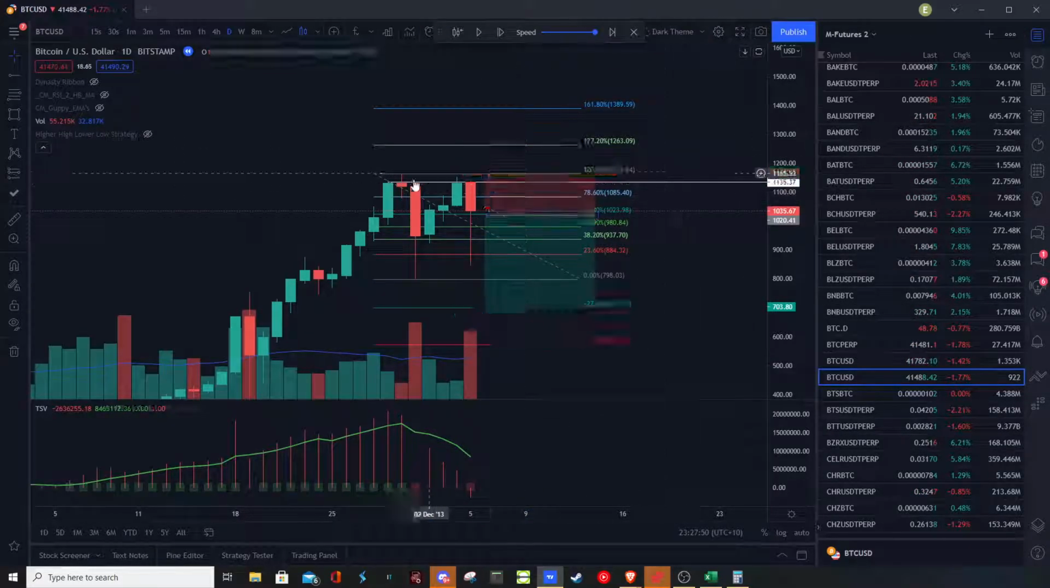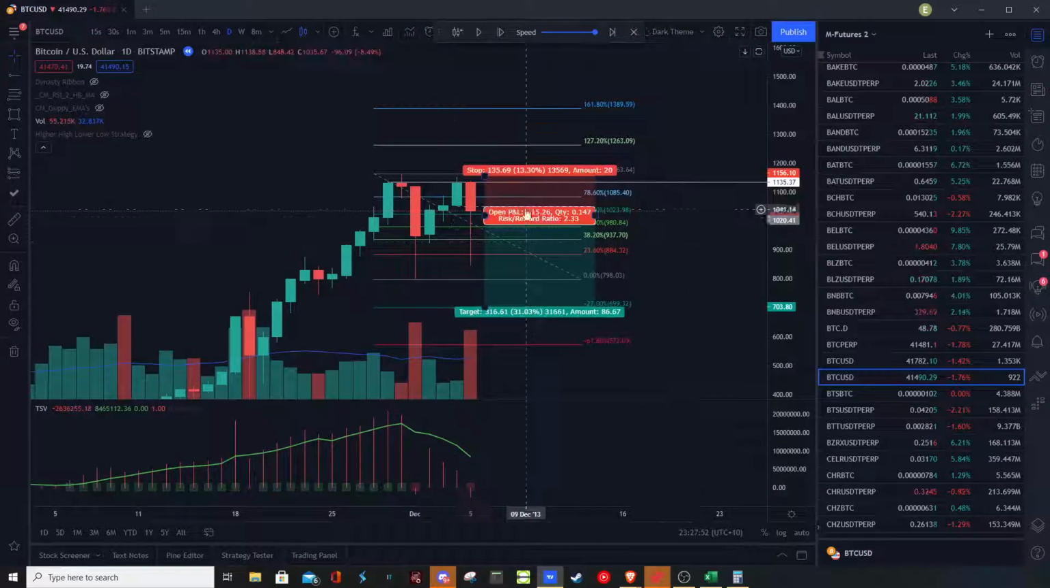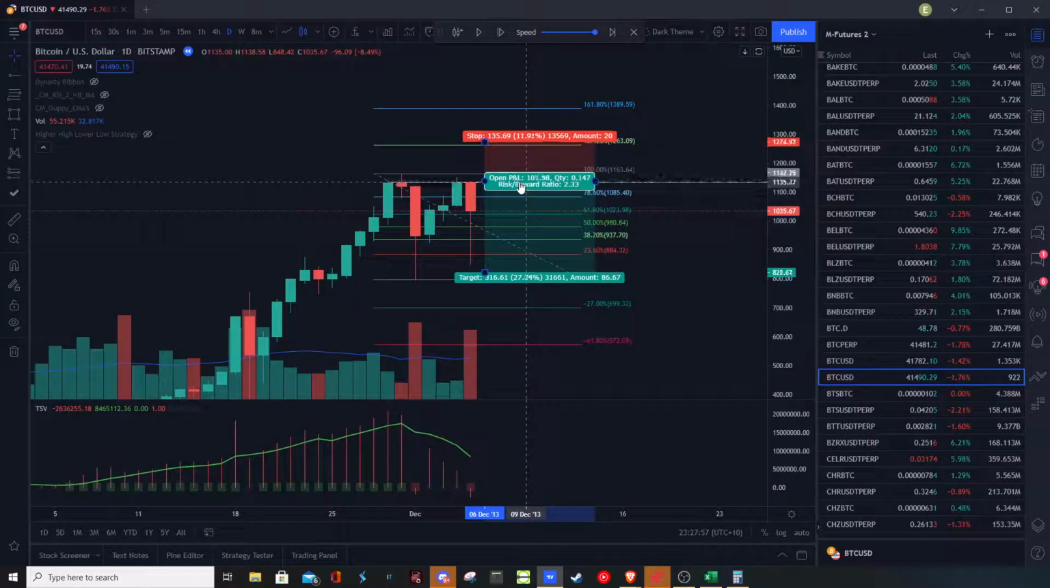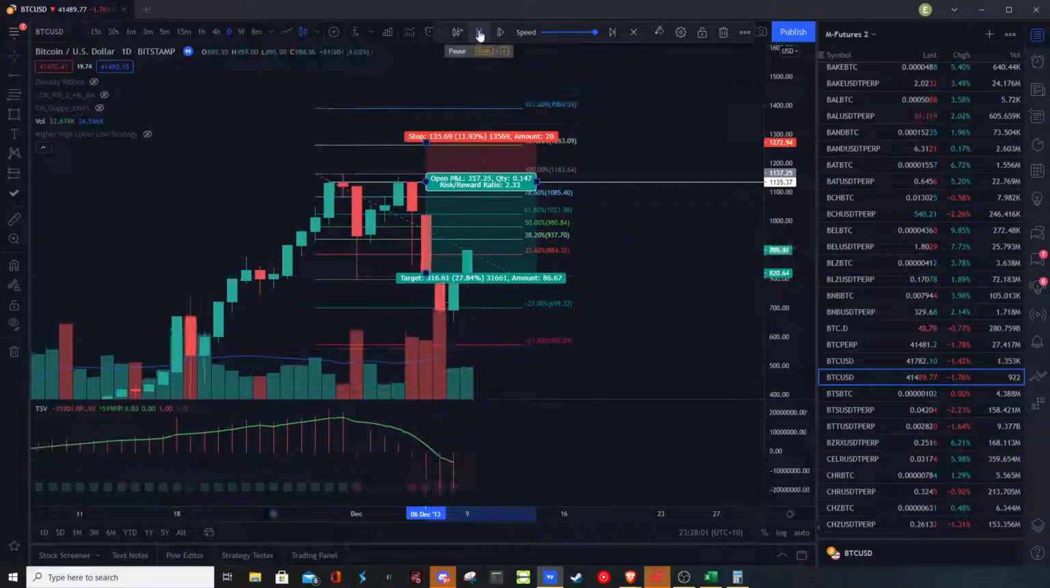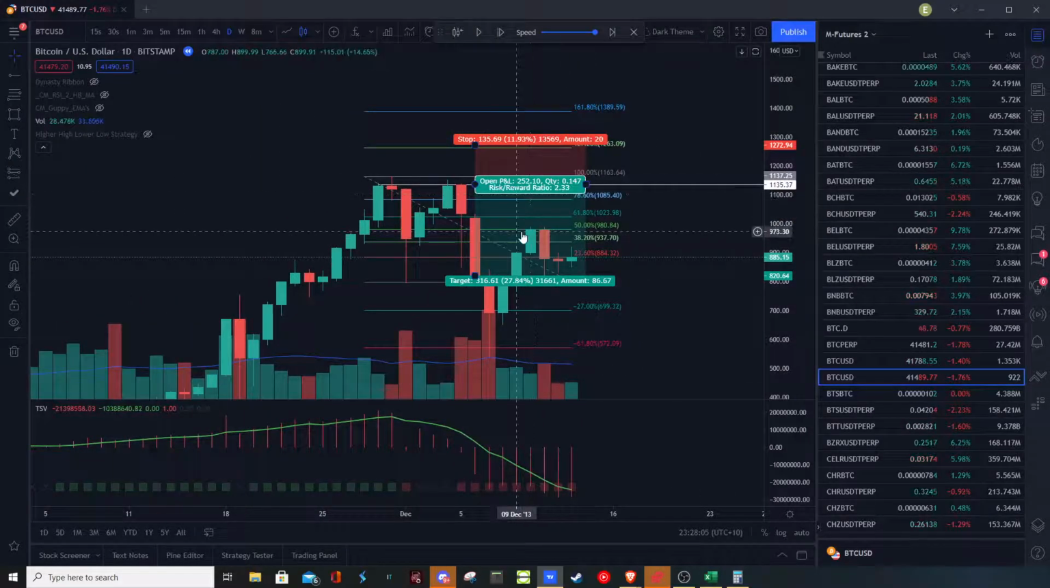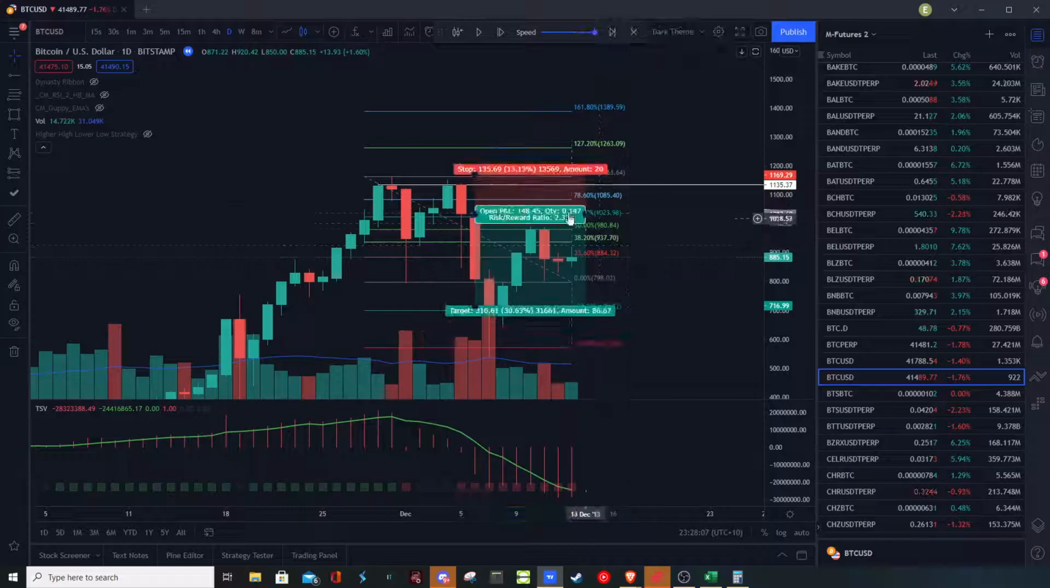I wouldn't mind going off resistance. So, actually, yeah, we'll go off resistance. Alright. So our first move would have been that 618.